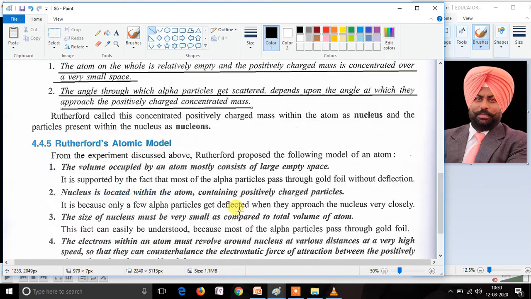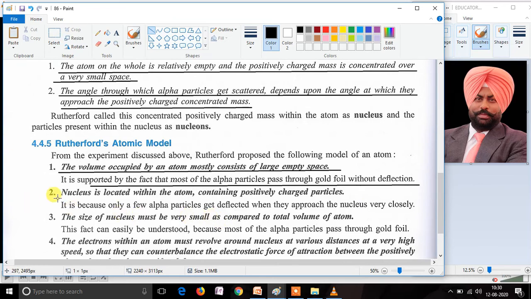Rutherford concluded that the volume occupied by an atom mostly consists of large empty spaces. This is supported by the fact that most of the alpha particles went straight through the gold foil without any deflection. This means that most of the portion of the atom is empty from inside.